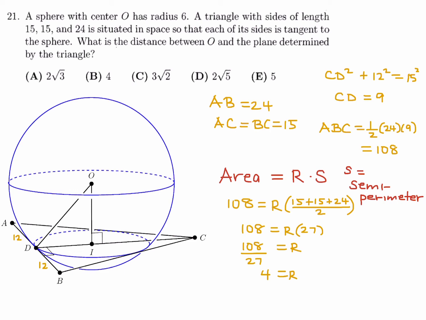So now going back to the diagram, we want to figure out this distance right there, and I'll just call that D. We just figured out that the radius of the circle is 4. And then from O to that point is the radius of the sphere, which they had told me in the question was 6. So now it just boils down to a simple Pythagorean relationship between 4, D, and 6. And when you do this math, you get D is equal to root 20, or 2 root 5. So number 21, the answer is D.